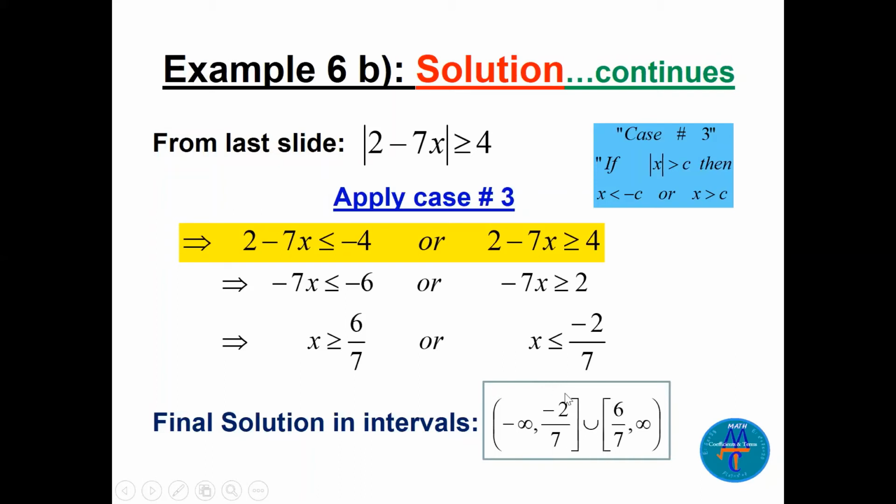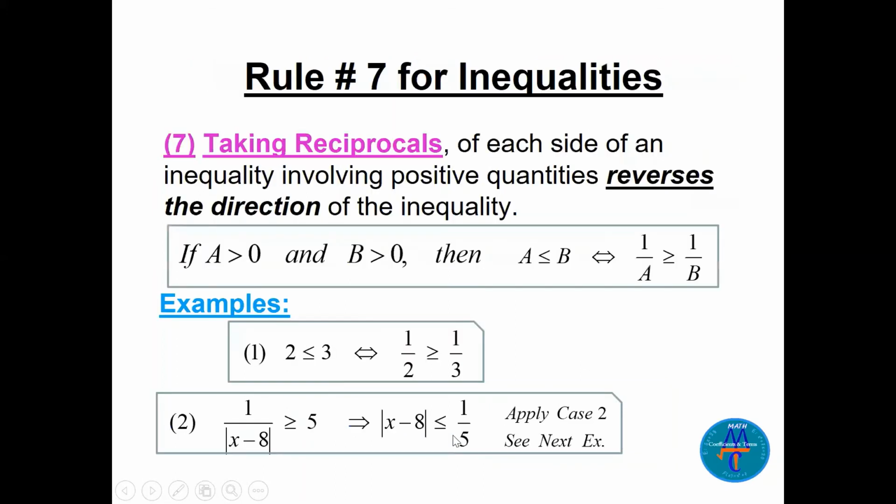Please study the B part and compare it with A, because A is a lot easier. Now we have rule number 7, because in lecture 25, we have 6 rules there. This is rule number 7 related to the absolute value. Let's see now.